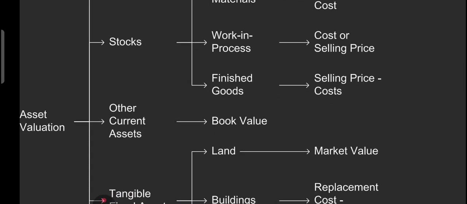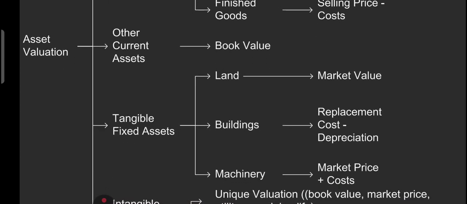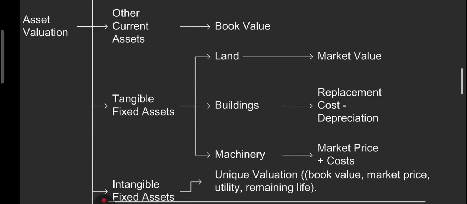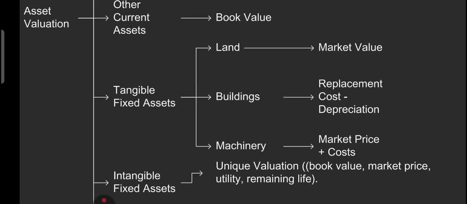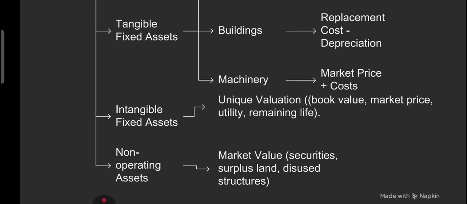Other current assets are recorded at the book value, meaning the value listed in the accounting book. Tangible fixed asset: if it is land, it is valued at the market value, the price it would fetch if sold today. If it is a building, it is valued at the replacement cost minus depreciation, meaning the cost to replace the building today less any loss in value over time. If it is machinery, then we add the market price plus the cost associated with making it usable or sellable, right? So these are the tangible fixed assets.